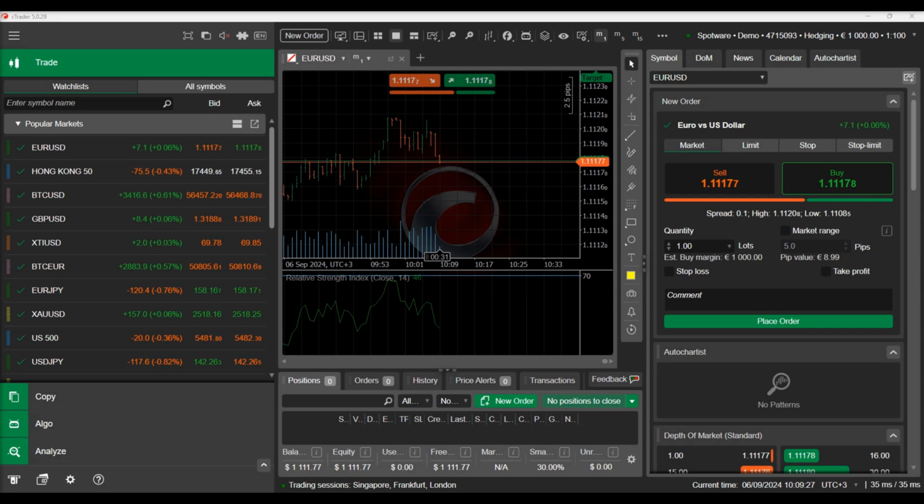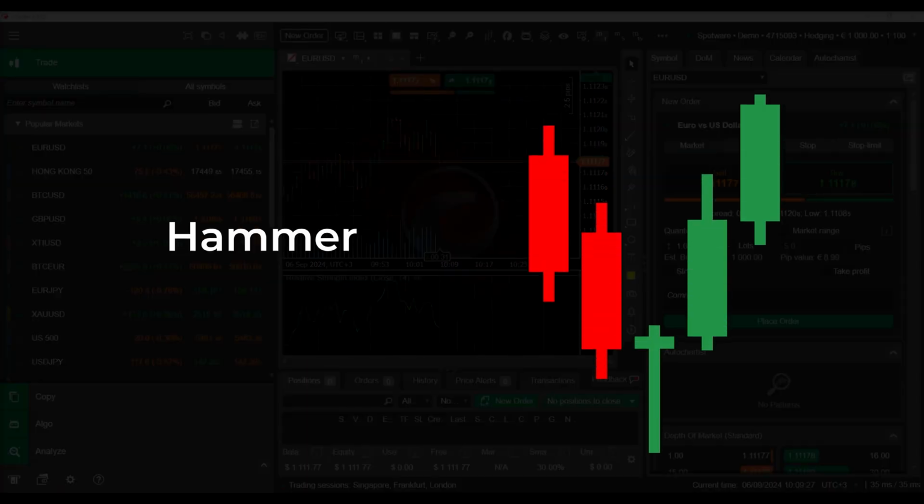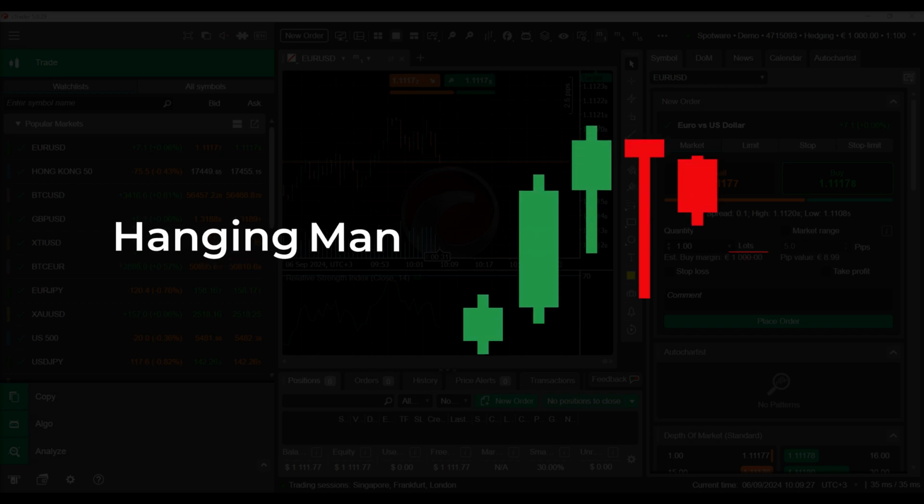These patterns have long lower shadows and small bodies near the top of the candlestick. A hammer occurs during a downtrend and suggests a potential bullish reversal, while a hanging man appears during an uptrend and indicates a potential bearish reversal. You can see the hammer pattern on the visual in front of you. The hammer pattern is used to identify potential buy entries. In the following slide, we can see the hanging man pattern. Respectively, the hanging man pattern is used to identify potential sell entries.